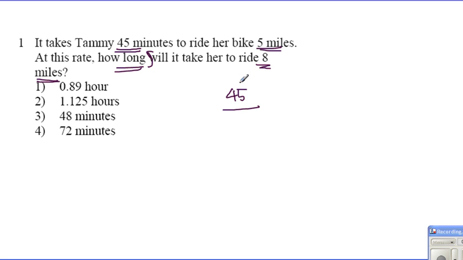45 corresponds to 5 miles. That means how long will it take? x over 8. Now, here we can cross multiply. We end up getting 5x must be equal to 45 times 8. We know this one to be 340, I mean 360. Sorry.